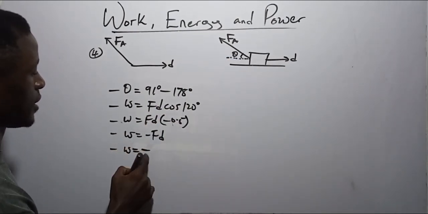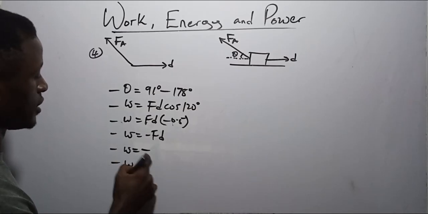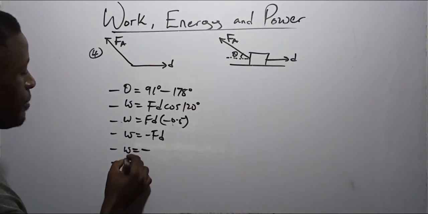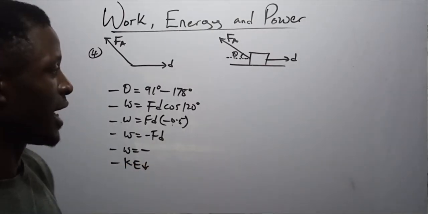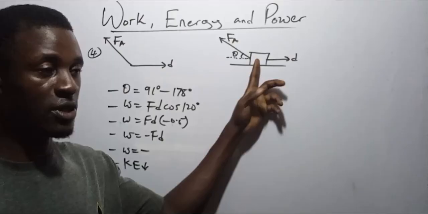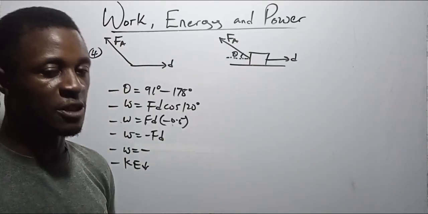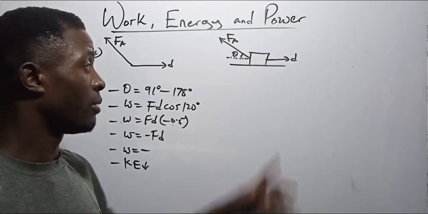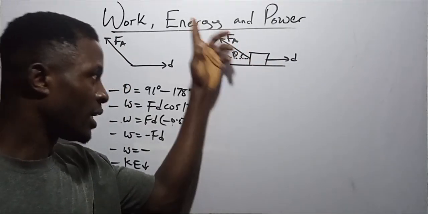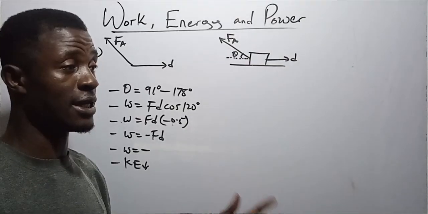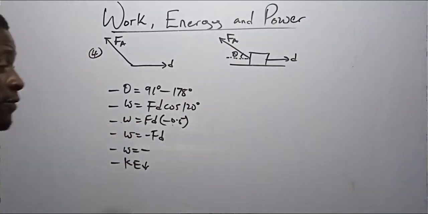So W equals minus, so this is a negative work. And because it's a negative work, the kinetic energy of this object is going to reduce. That is, how fast it's moving is going to be reduced. The speed of that object is going to be reduced because the object is going in this direction and I'm pulling the object in the opposite direction, but inclined at an angle. It's still going to reduce it. So that's a negative work, and this is the fourth case.